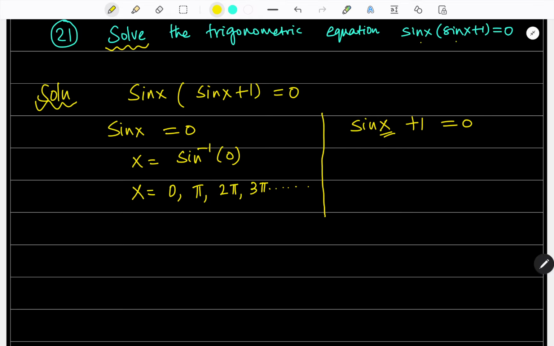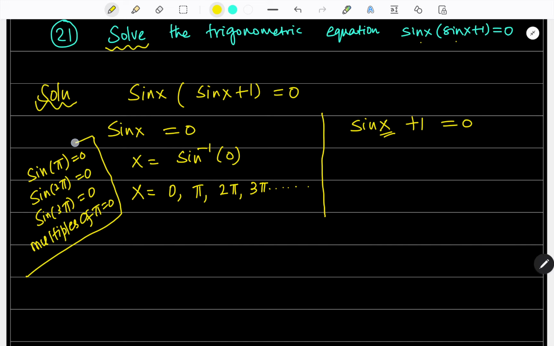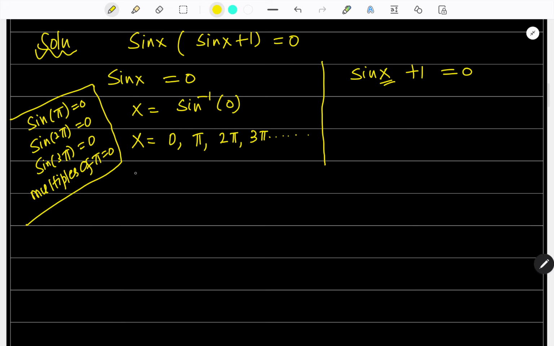You can put it in the calculator. Sin inverse 0 is not only pi. Just try in the calculator: sin pi, you will get 0. Sin 2 pi, you will get 0. Sin 3 pi, you will get 0. It means the sine of multiples of pi is equal to 0. This is the rule, keep it in your mind. So in general, we can write it as n pi, with n starting from 0, 1, 2, 3, 4, 5, 6 and so on.